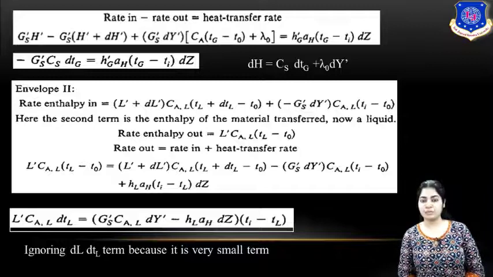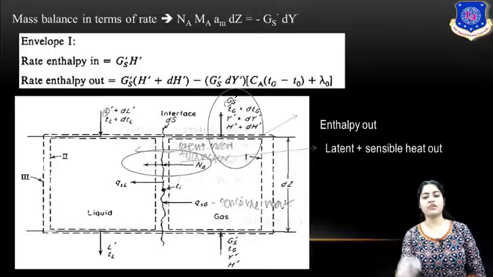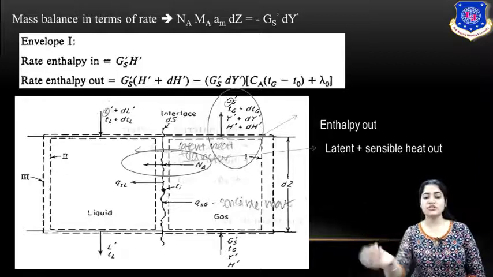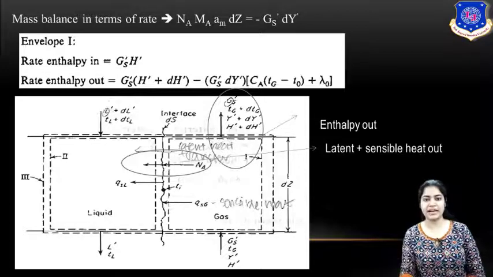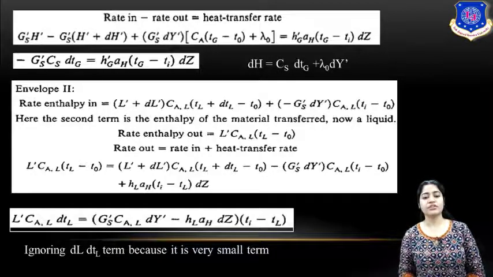Now envelope 2. What is the rate of enthalpy in? Here you can see that from the top in envelope 2, it is L' plus dL'. As it is coming from above the section, dL' is also a term which is added here. For ease of calculation, we are taking the inlet as L' plus dL'. As it moves on, an amount of liquid has been transformed into the gas phase, hence the outlet is L', right? So the associated enthalpy with it is what?